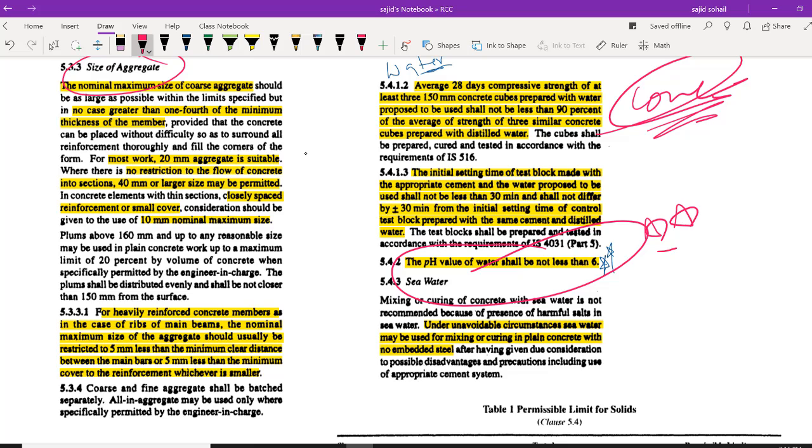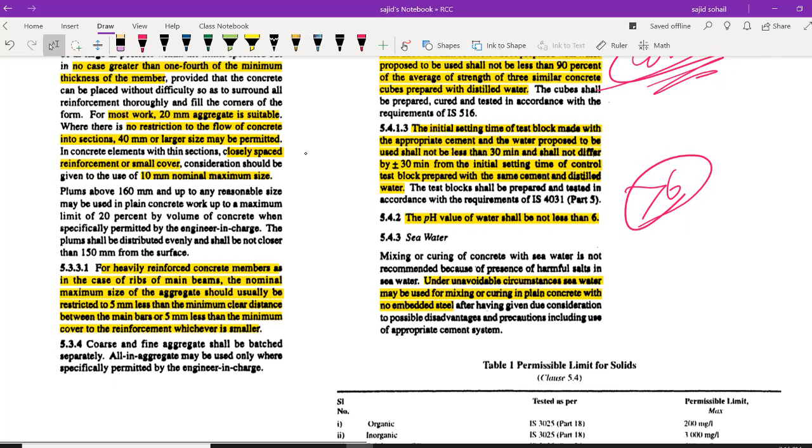This was asked in more than 10 examinations, more than 10 exams this bit came. The pH value of water should not be less than 6, so it should always be greater than 6 only. And you cannot use sea water.